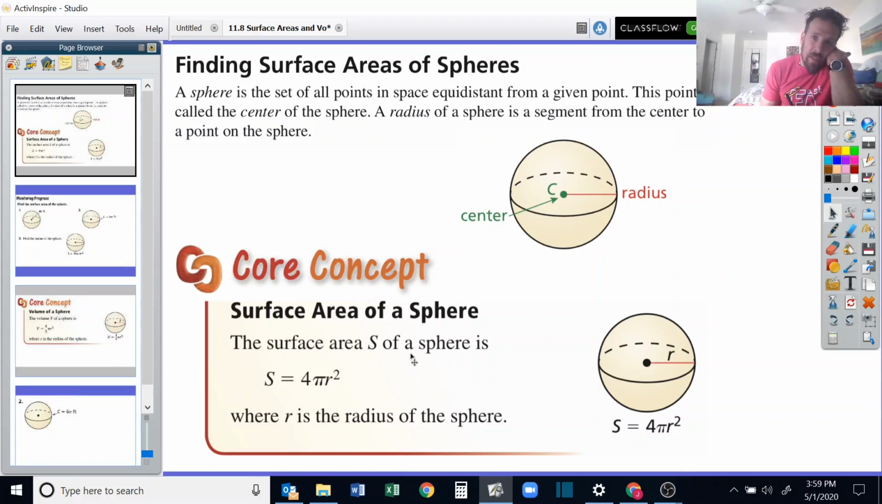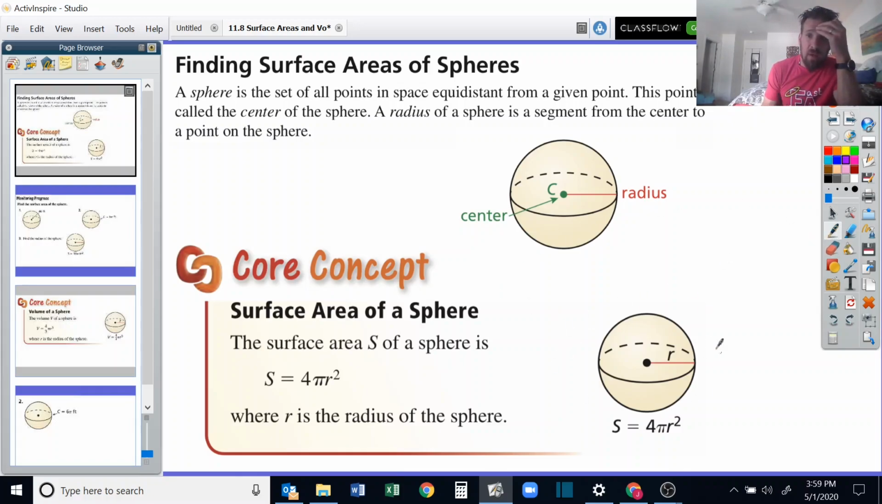And it's super easy. All I want to do is show you this quick slideshow telling you about the surface area of a sphere and the volume of a sphere. And we're just going to go straight up the gut with it. So the formula is this.